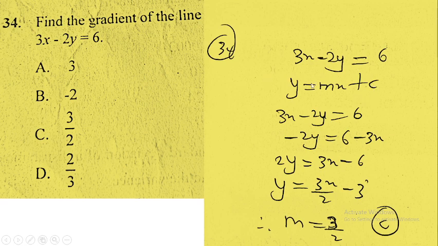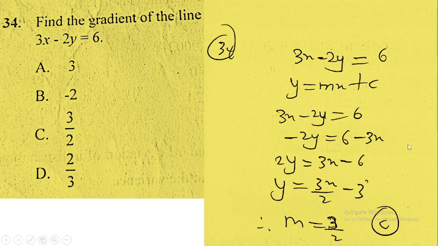This is the template of a linear equation: y is equal to mx plus c, where m is the gradient and c is the y-intercept. So you express the equation given to you in this format, then you'll be able to know your gradient. So what do we do? We have 3x minus 2y equals 6. You make y the subject of the formula. Then take 3x to the other side, we have minus 2y equals 6 minus 3x.